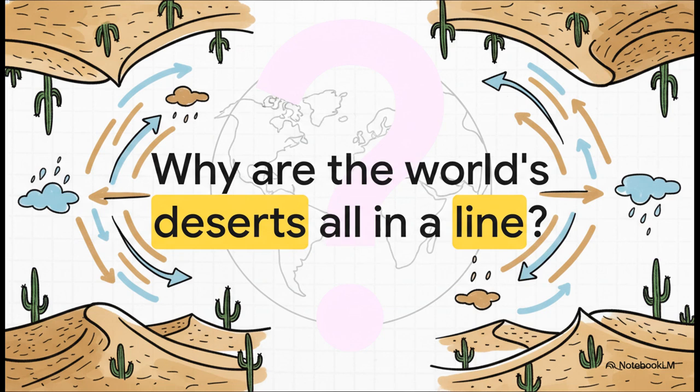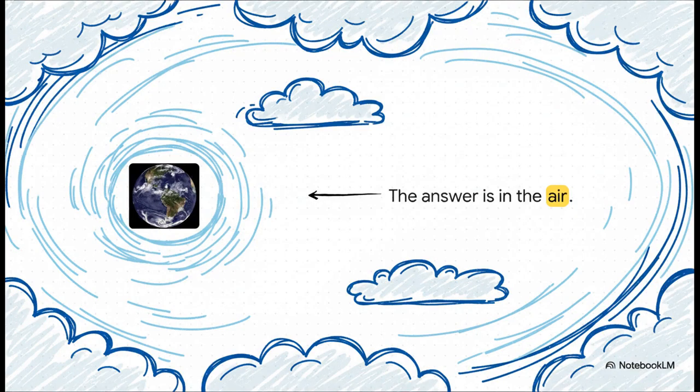But first, let's kick things off with a little bit of a planetary puzzle. Have you ever just looked at a world map and noticed something kind of weird? All the world's big deserts, the Sahara, the Arabian, the Gobi, the Australian outback, they all seem to fall in these neat lines like bands wrapping around the globe. So why is that? Yeah, that is no accident. It's not a coincidence at all.